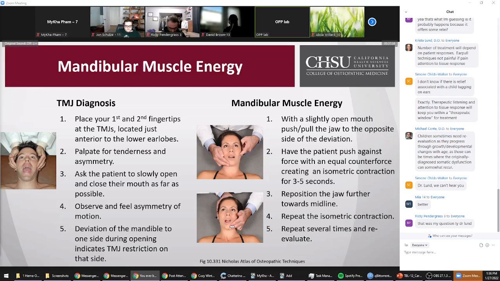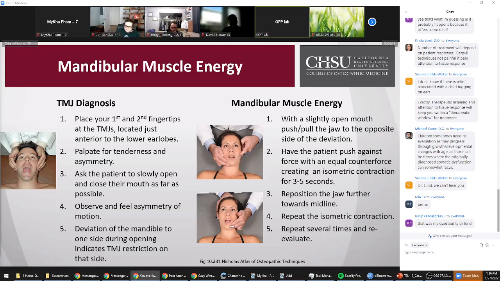Okay, did we answer the questions regarding the ear pull? Any questions on the mandibular muscle energy? Here you'll notice that Dr. Nicholas actually pushes the jaw to one side versus I crossed over and pulled. I think that is just a matter of comfort and stylization. I will say that crossing over a patient's midline sometimes gives them a little bit more anxiety than pushing from the side. So those are just some minor variations and things to think about.